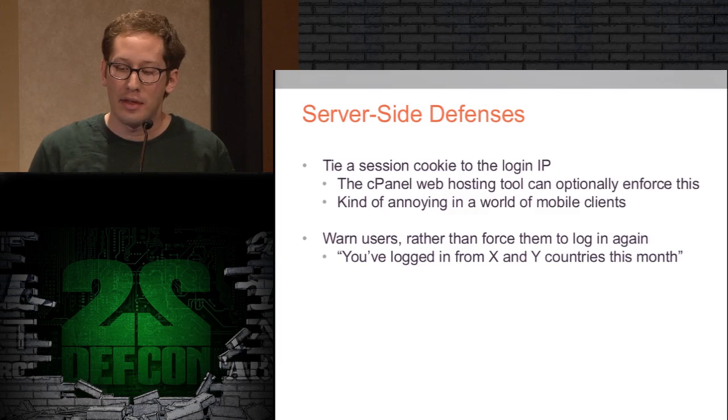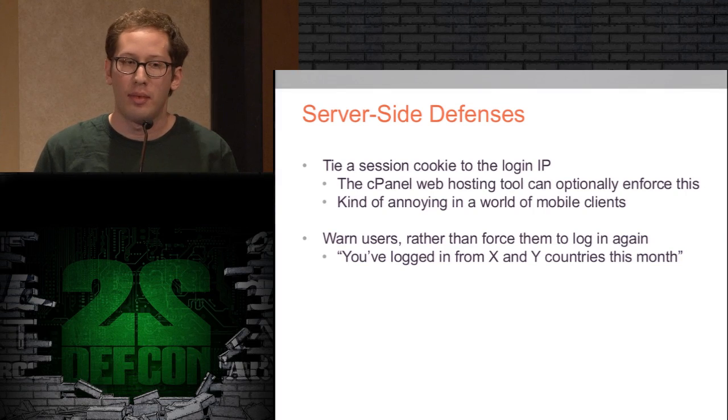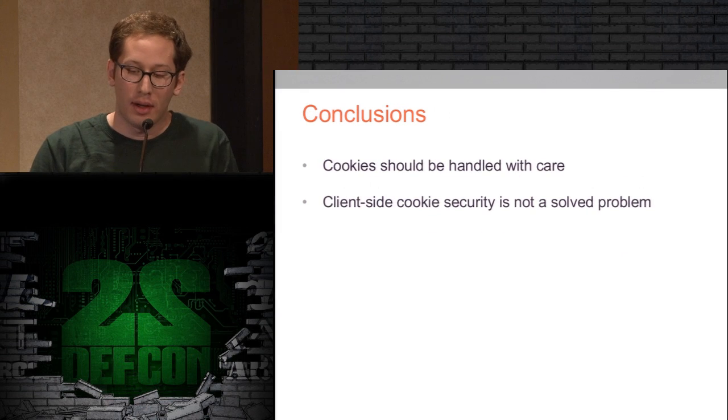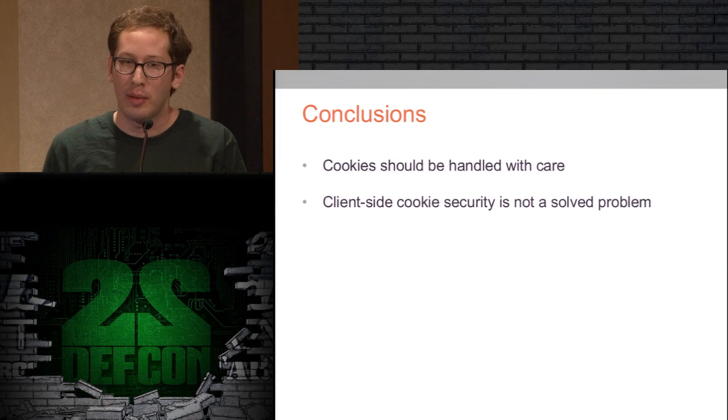And I think that's a little too extreme. But what you can do, which Gmail does, is you can say, hey, where have I logged in from recently? So I've logged in from 5 countries this month. I haven't been traveling. Should probably do something about that. Okay. I think I blew through these pretty fast, but cookies should be handled with care, and client-side cookie security is not a solved problem. It's something that I think needs more thought going forward, and that is how the cookie crumbles.